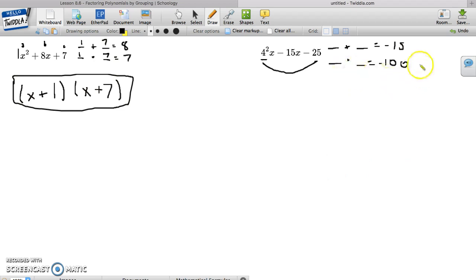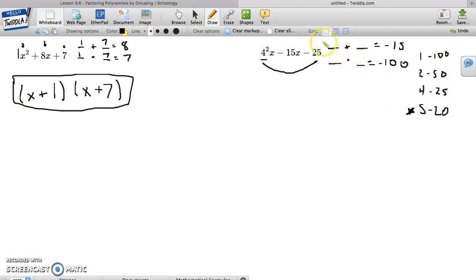So I'm just going to go through the list of possible factors of 100. So we have 1, negative 100, we have 2, 50, we have 4, negative 5, and 5, negative 20. And we're going to stop there because you can notice that one of these works.